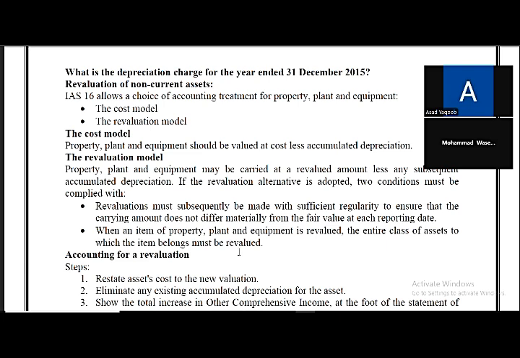In that case, there will be an audit objection. It is written over here. If the revaluation alternative is adopted, two conditions must be complied with. The revaluation must be made with sufficient regularity to ensure that carrying amounts do not differ materially from the fair value at each reporting date. And when an item of property, plant, and equipment is revalued, the entire class of assets to which the item belongs must be revalued. What does it mean?